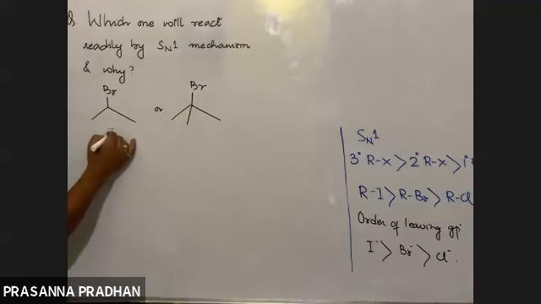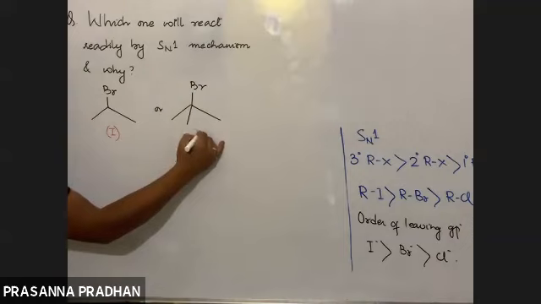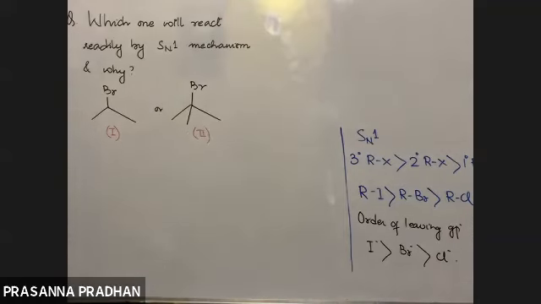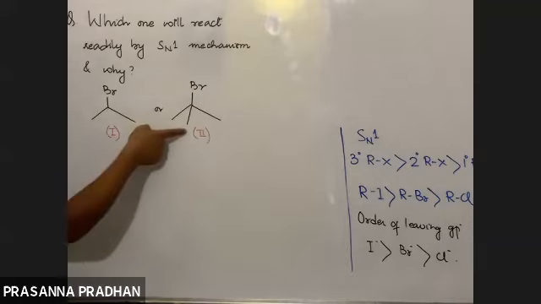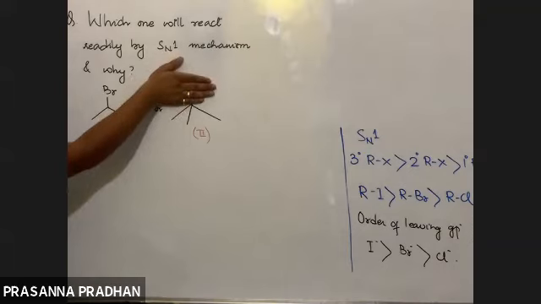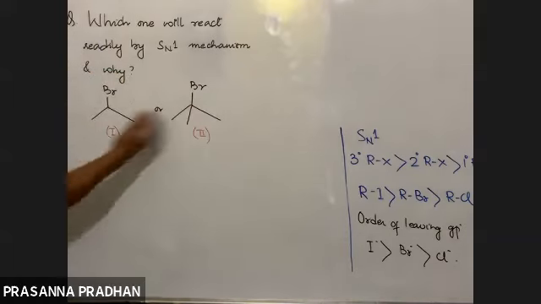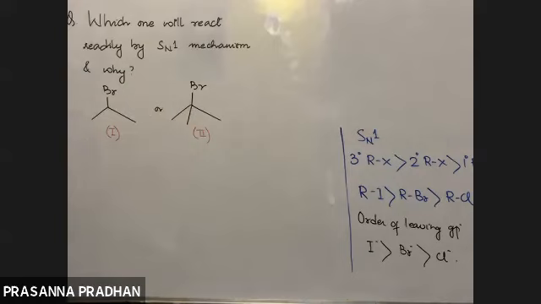Okay. So this I'll label as 1. This I'll label as 2. So what will be your answer, and why? Which one will react readily by SN1 mechanism and why? So obviously a 3-degree alkyl halide will give you a 3-degree carbocation which is more stable, whereas a 2-degree alkyl halide will give you a 2-degree carbocation which is less stable. And the one which gives a more stable carbocation will react readily by SN1 mechanism.